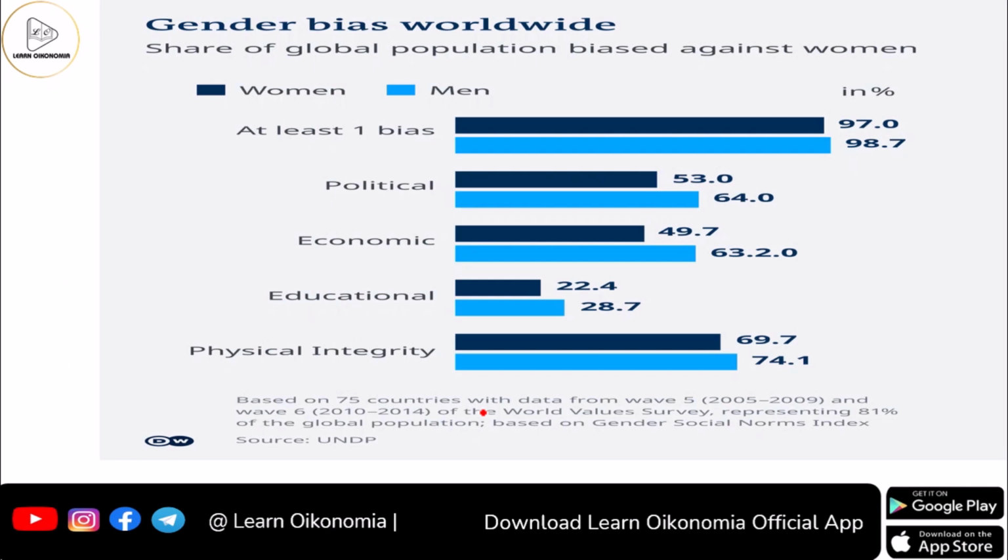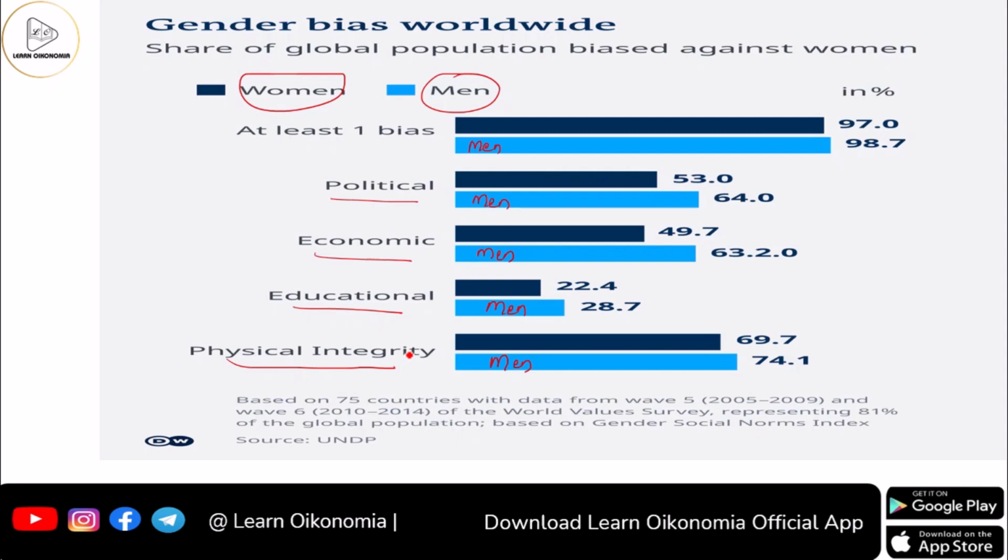What UNDP did is that it collected data from both men and women regarding their biases against women. So this light blue line shows the case of men, and the dark blue shows the case of women. You have four types of sub-indicators here: the political indicator, economic indicator, educational indicator, and physical integrity based indicator.